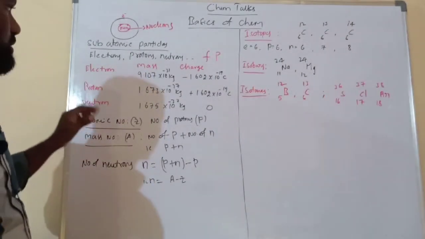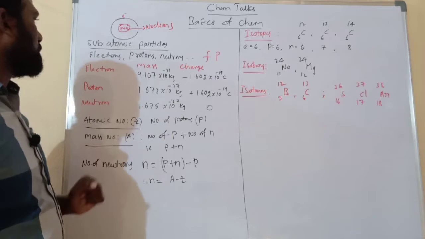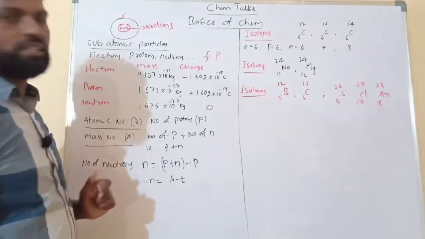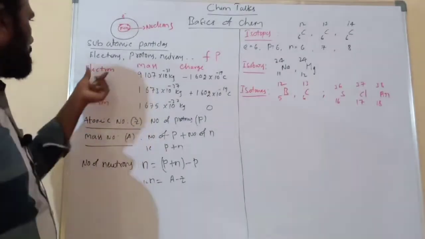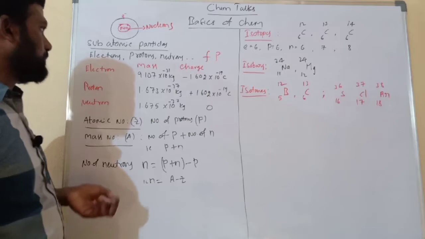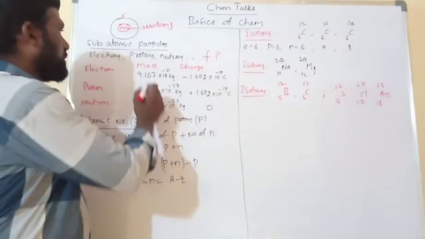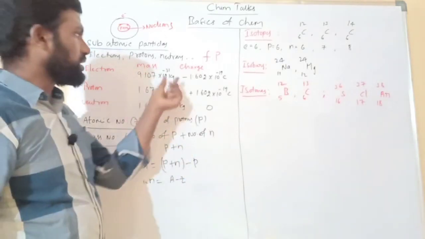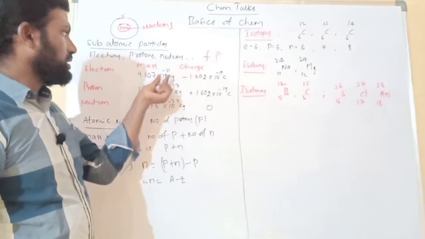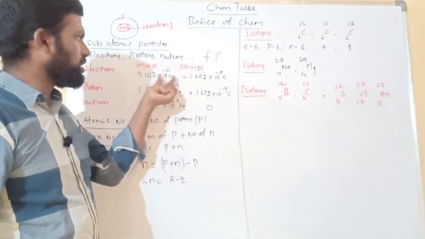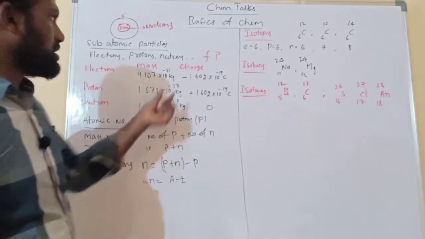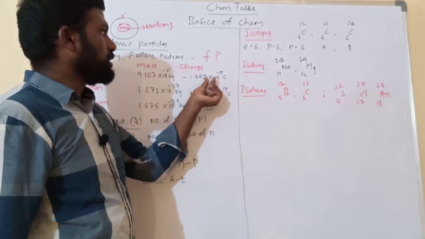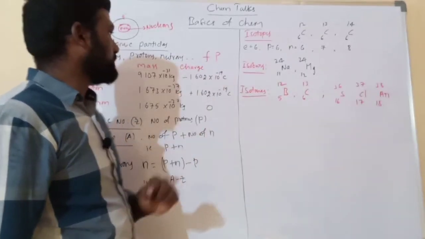Now let us discuss some important values of these fundamental particles, that is masses and charges of these three particles. First of all, let us take electron. The mass of electron is a very important value, note down, 9.170 into 10 raised to minus 31 kg. Here 10 raised to minus 31 kg is a very small value, whereas the charge of electron is minus 1.602 into 10 raised to minus 19 coulombs.